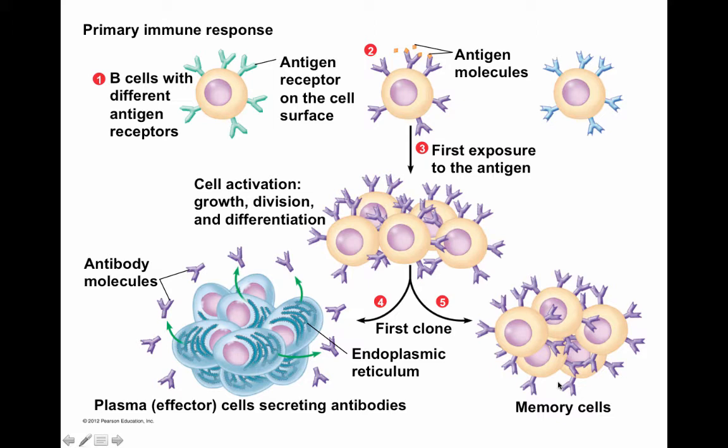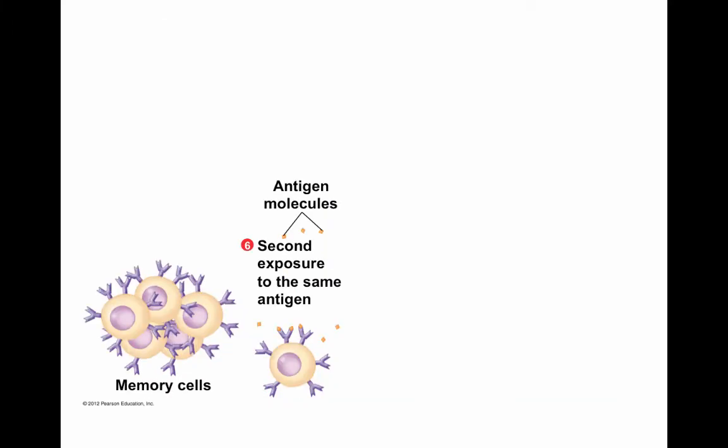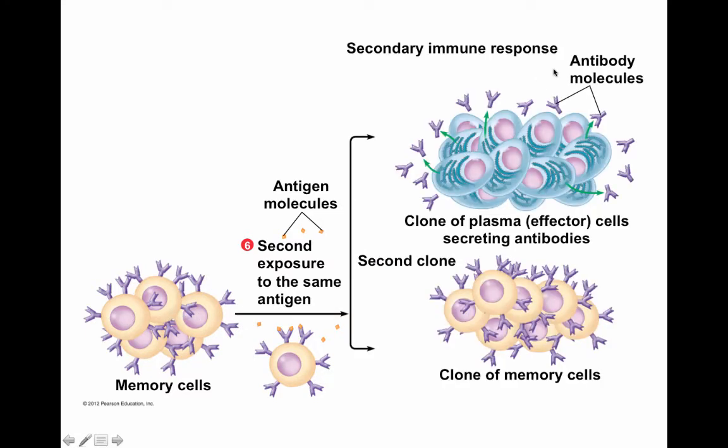So let's imagine this antigen is encountered a second time. Here's the memory cells. Remember, they were clones of that original cell that was activated. The antigen comes into the picture again. Second exposure, binding. Now we get activation of all of these memory cells. These cells now activate, grow, and divide. Some of them become plasma cells, effector cells, and secrete tons of antibodies. Some of them become a larger clone of memory cells, which can respond if a third time this antigen is introduced.